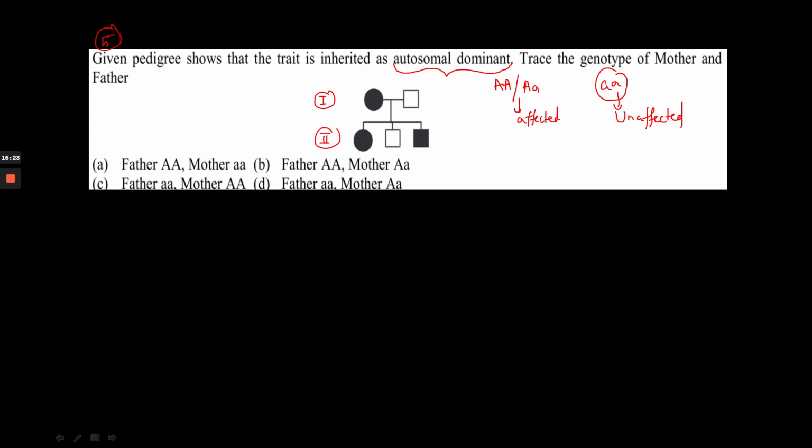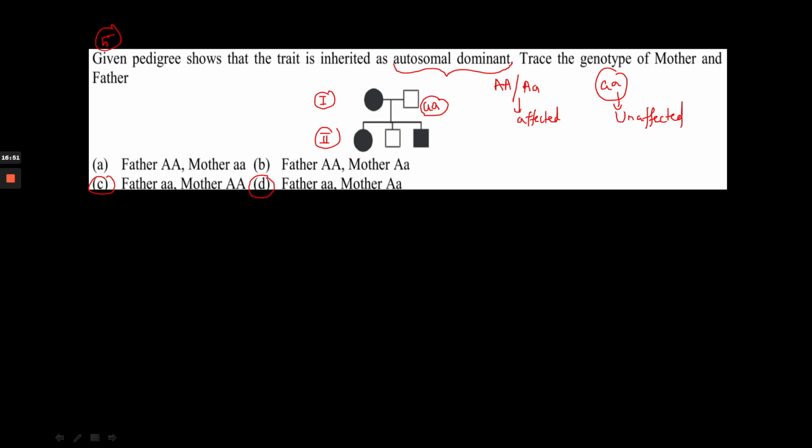Okay, so since this individual is unaffected, I can clearly say that it is a homozygous recessive condition, right? So the father has to be homozygous recessive, and it is given in only option C and option D. So the correct option will be either option C or option D. Now we need to find out the genotype of the mother. So again, this is a homozygous recessive condition.